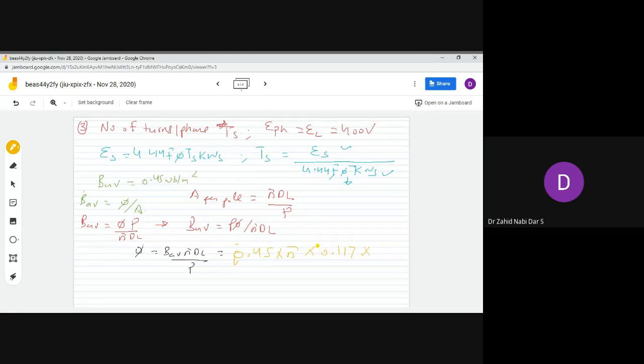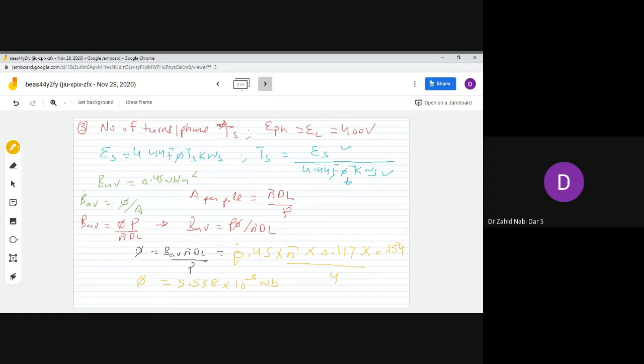You have this P value as 4, and L value 0.134. So you now have the value of phi, that flux value. So flux comes around 5.538 into 10 power minus 3 Weber. So this is the value of the flux that you get.